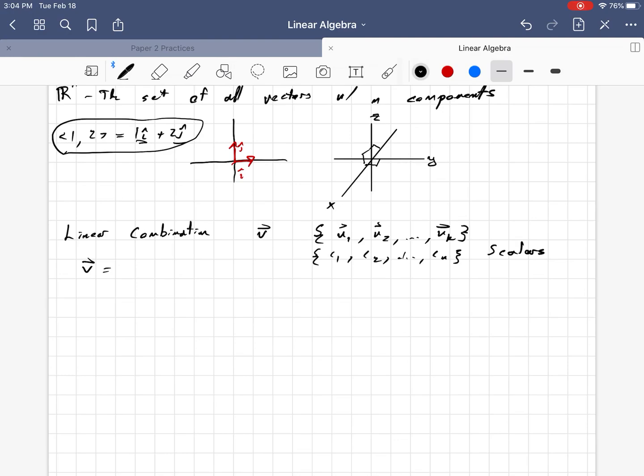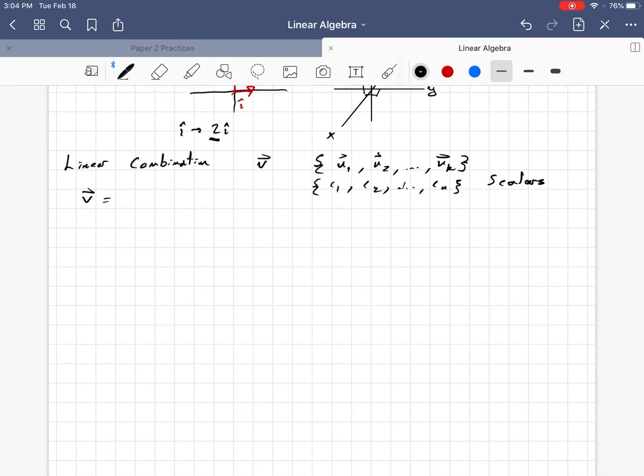If, for example, I started with i hat and I turned it into 2i hat, then the magnitude of i hat has been increased or scaled by a factor of 2. That's why we call them scalars. They scale space, they scale vectors. They're just numbers that you're normally used to. So v is a linear combination of the vector set u sub 1 up to u sub k if it can be expressed in the form c sub 1 u sub 1 plus c sub 2 u sub 2 plus dot dot dot plus c sub k u sub k.